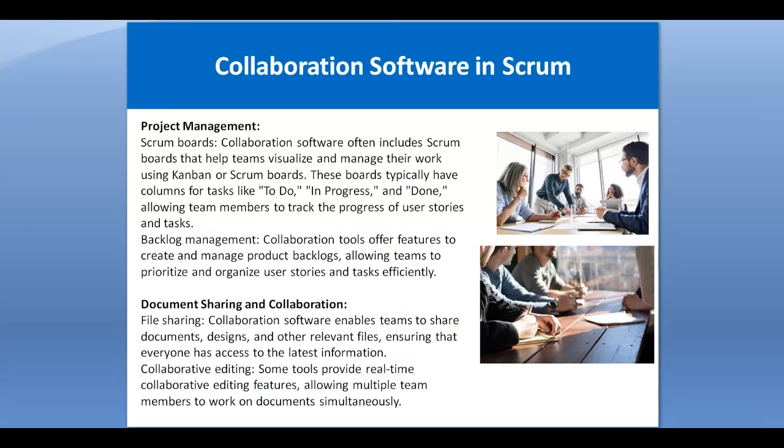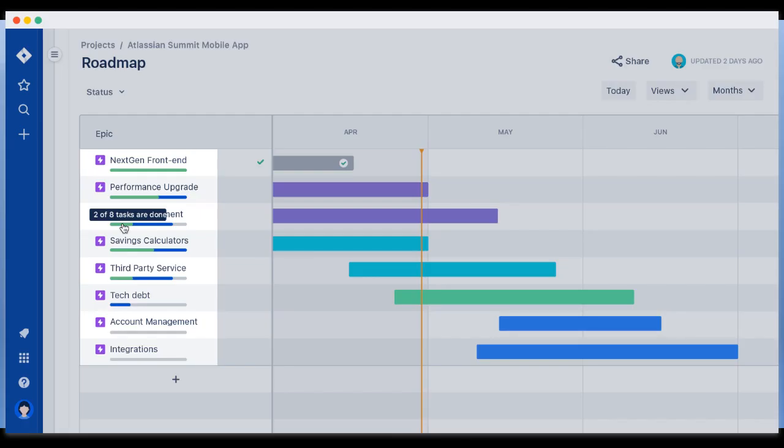Then project management: Scrum boards are available in these sorts of collaboration software. These boards typically have columns like to-do list, in progress, and done. So you have clear visibility of which tasks are in the to-do list, which are in progress, and what has been completed. It becomes very convenient for the team members to visualize the work.